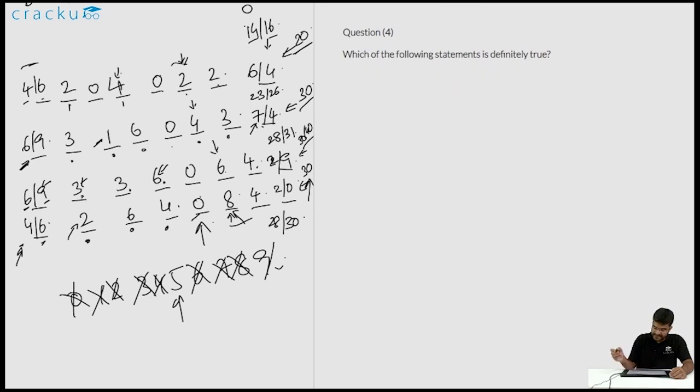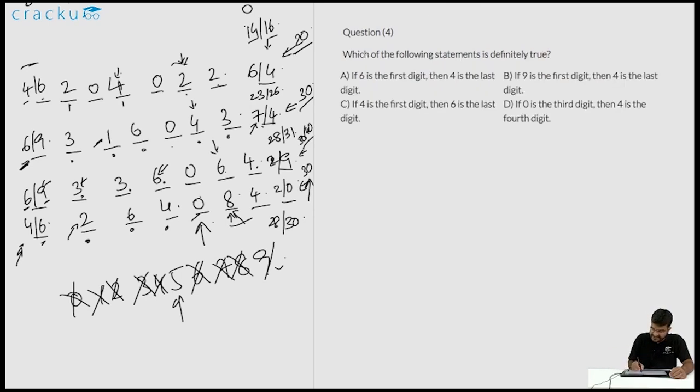Let us go to the last question. Which of the following statements is definitely true? If 6 is the first digit, there are two cases: either 7 is the last digit or 2 is the last digit. 4 is in fact definitely not the last digit, so you can strike it off.